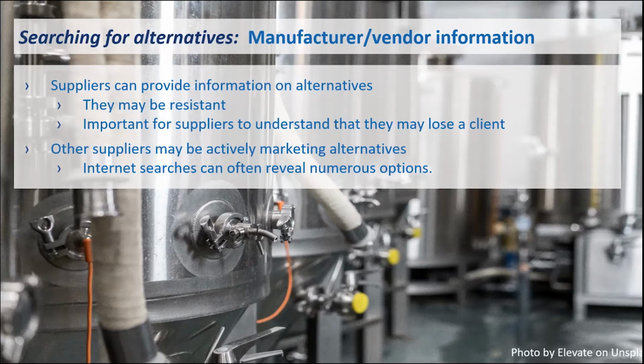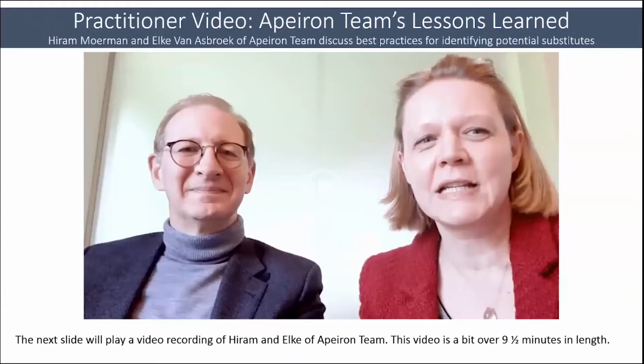Other suppliers, however, may be actively marketing alternatives to hazardous chemicals in various applications or uses on their website. Look for those suppliers and see what you can find out. Internet searches can often reveal a number of different options that you might want to explore further. In the next slide, we'll hear from Elke van Asbroek and Hira Moorman of the Apparent team discussing their process for identifying alternatives for specific applications.